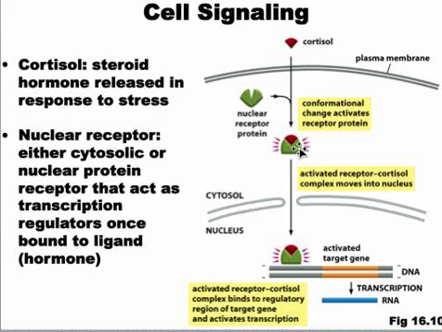Once cortisol binds to this protein, it alters its conformation, and it activates it, allowing it to move into the nucleus. Once it's in the nucleus, it's going to act as a transcription regulator, binding to the regulatory unit of the gene and activating transcription. So here we can see we're binding to the enhancer, activating transcription, and then we're going to make our RNA.